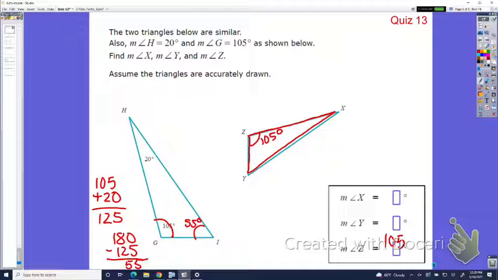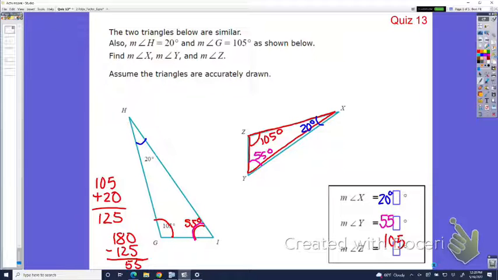Then you have the angle up at the top at H is 20, and that's similar to X. So this is also 20 degrees. And then finally, the third angle at I we found is 55. That's the same as Y here, which would be 55.